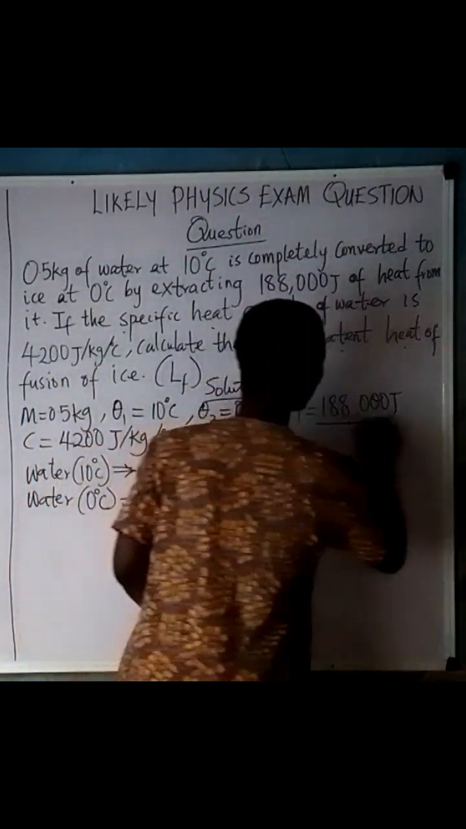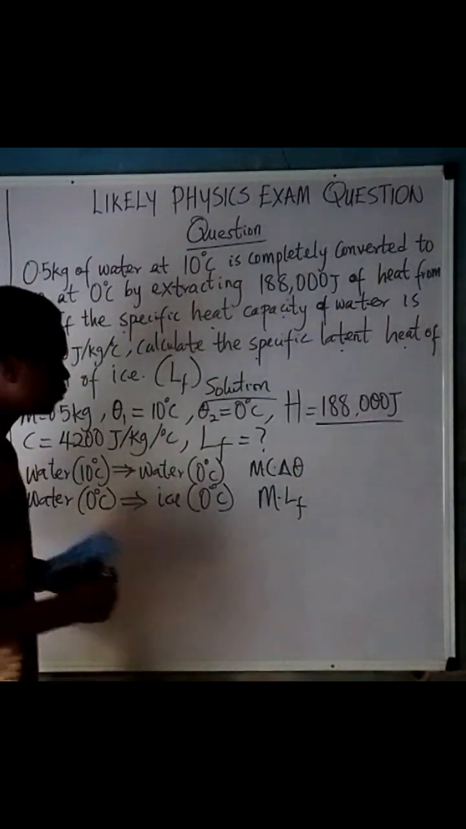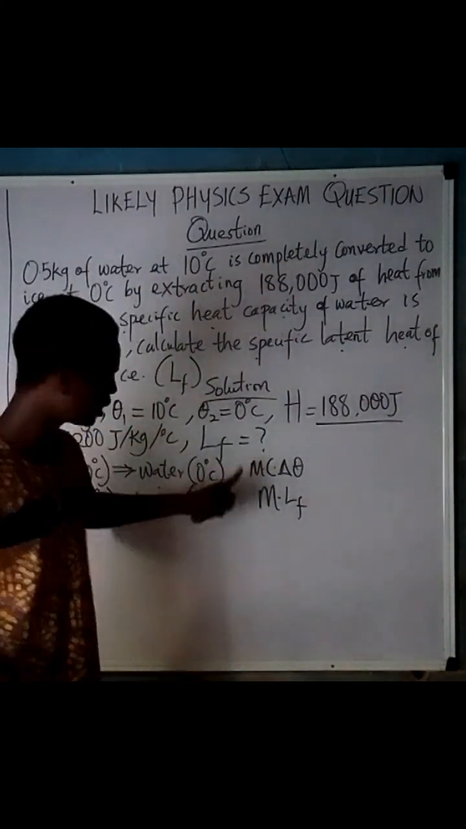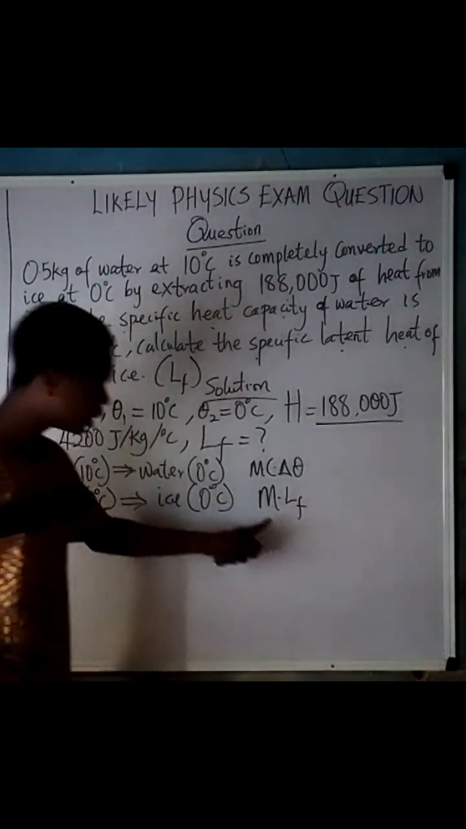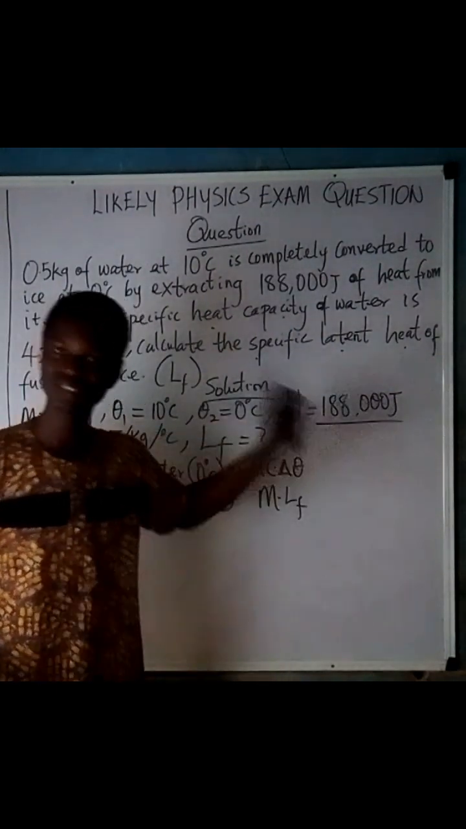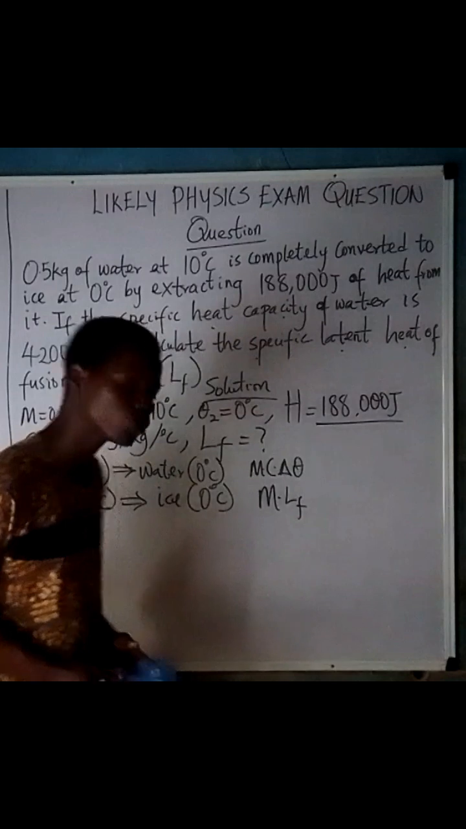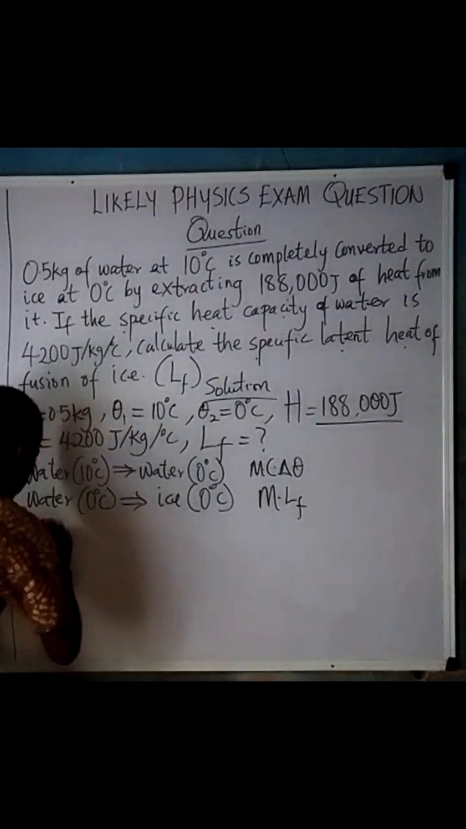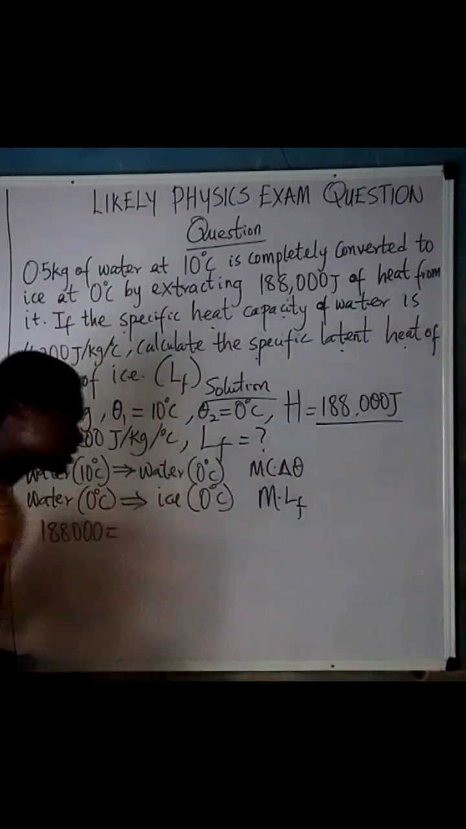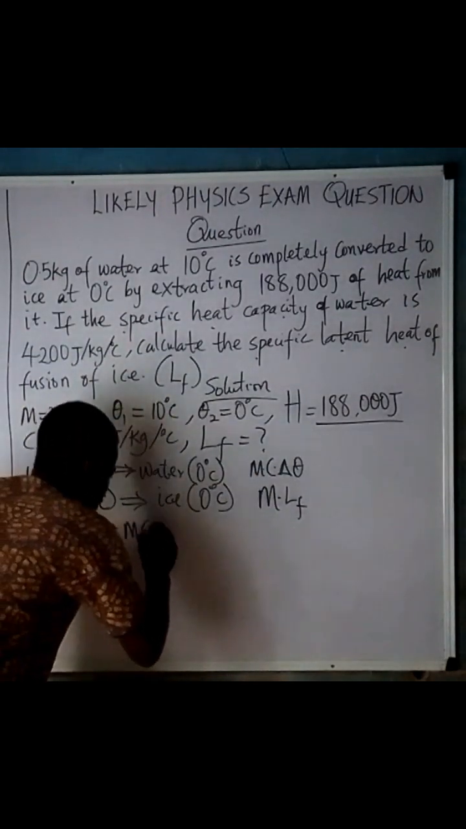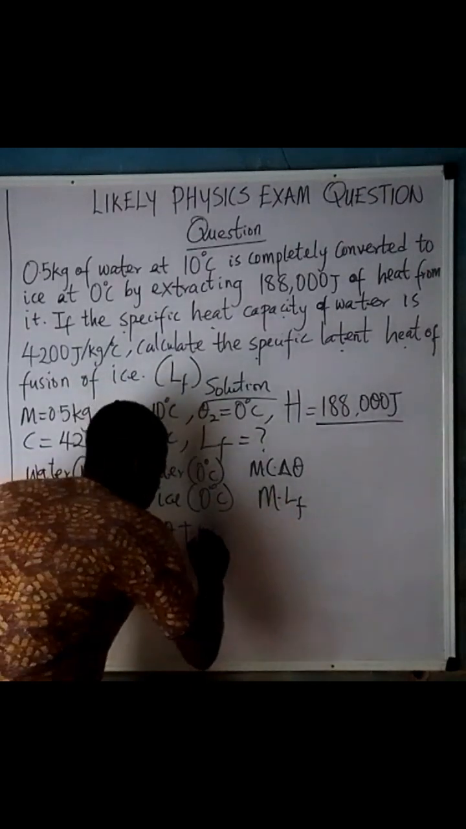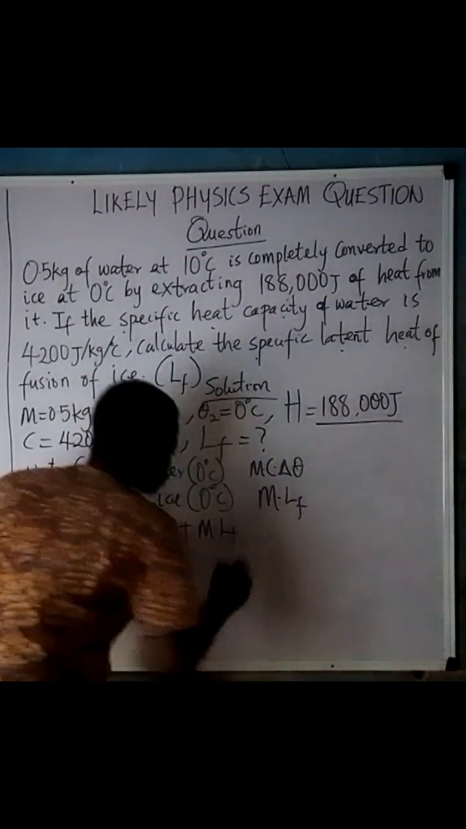They said it is 188,000. So it means that 188,000 is gotten by adding the heat you will get from MC change in theta to ML subscript F. The total heat added will be equal to this. So I can now draw my equation from that. I will now say 188,000 is equal to, what is the first heat? The first heat is MC change in theta. Then what is the second heat? The second heat is M times L subscript F.